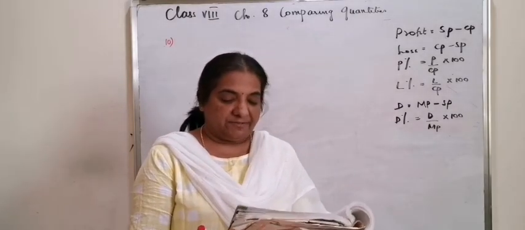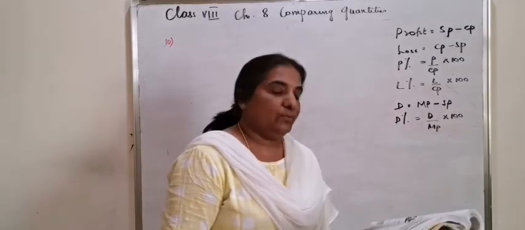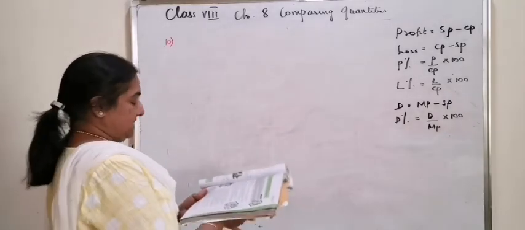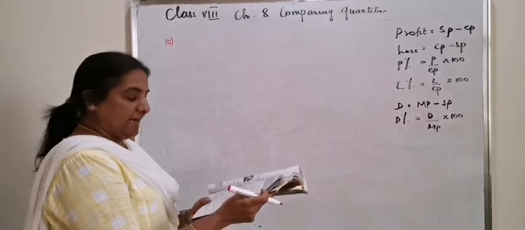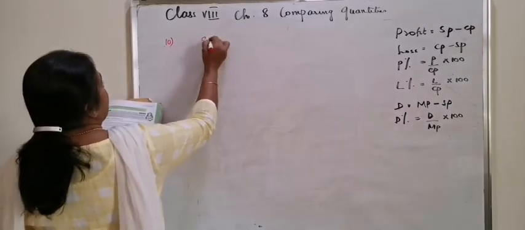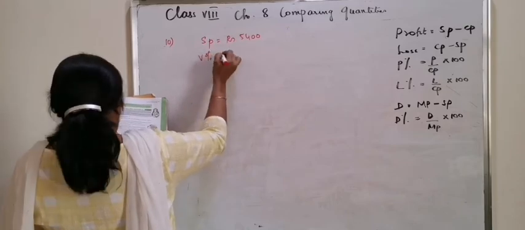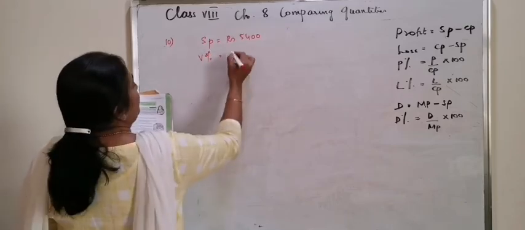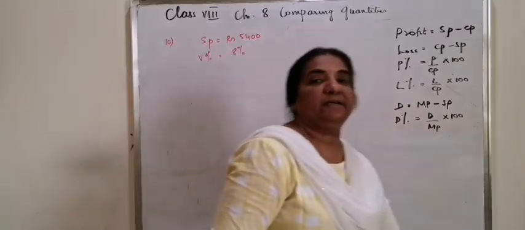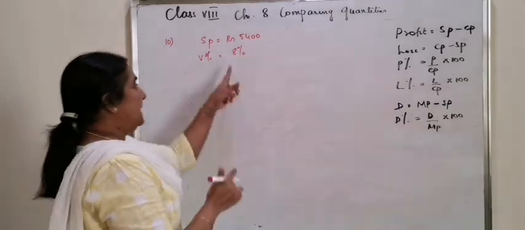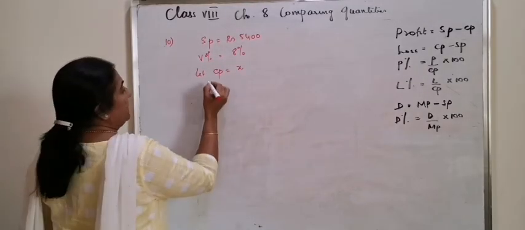The last question in this exercise. I purchased a hair dryer for rupees 5,400 including 8% VAT. That is the value added tax. Find the price before the VAT was added. It is similar, like you can write the selling price as rupees 5,400. The VAT percentage was 8%. What is the price of the hair dryer before the billing? Let the cost price be X.